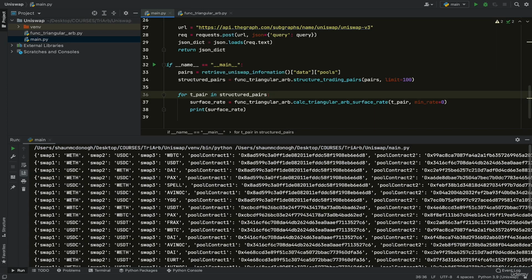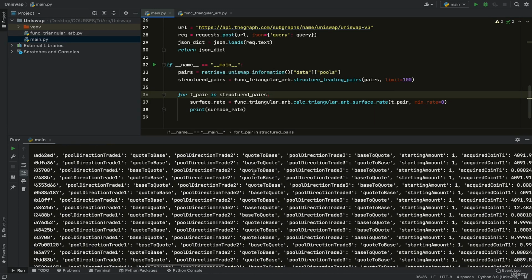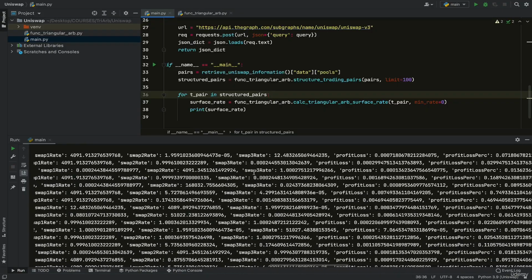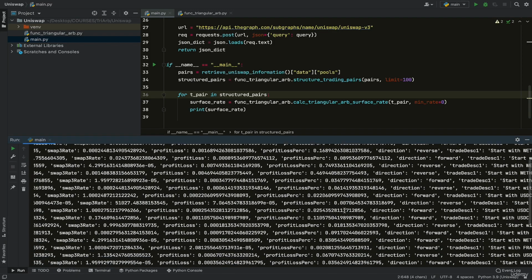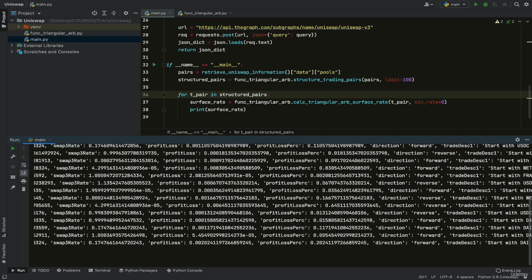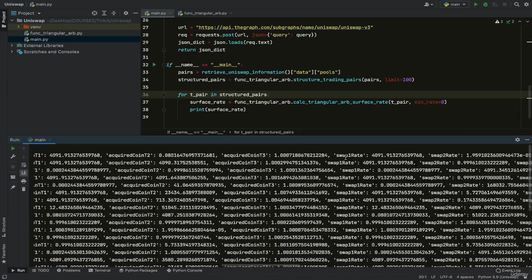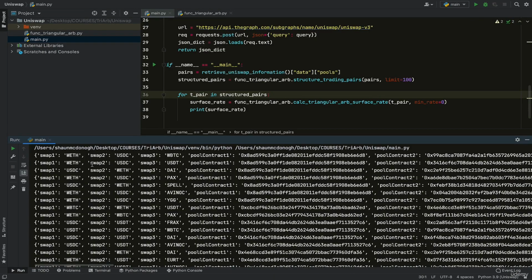And now, because we put the minimum rate as 0, we've got a whole bunch of information coming across here. If I scroll all the way to the right of each one of these, here we've got the profit and loss in percent. So this is 0.07%, 0.02%, etc. And this is very promising. There are actually a lot of arbitrage opportunities coming up here, which is extremely exciting.